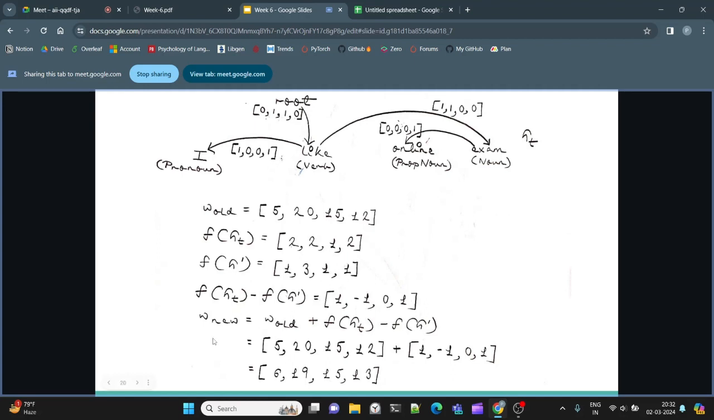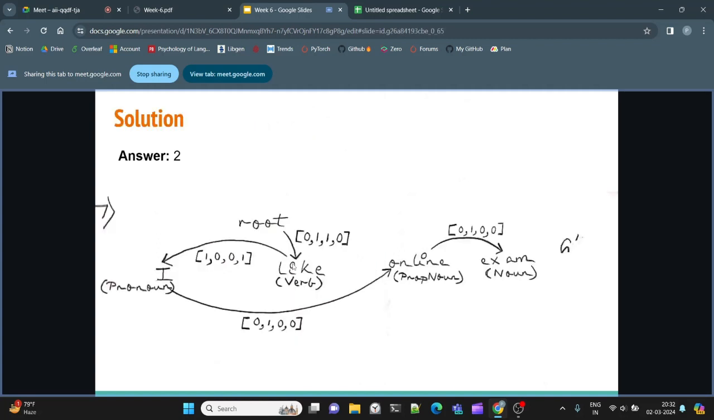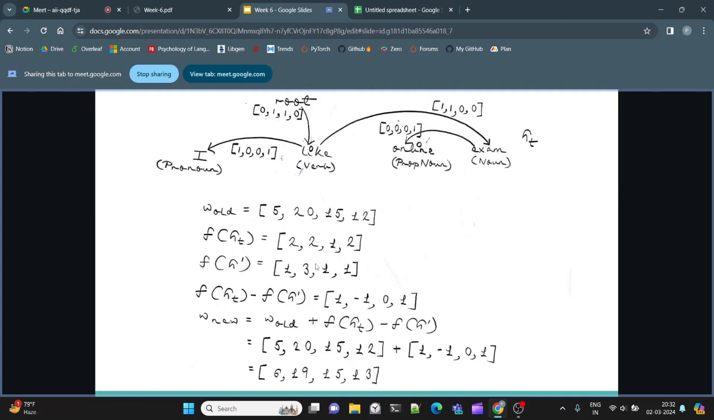Okay, because what we have been asked is W new, what are the weights after this iteration. For us to do that, we need to find out the values of f of GT and f of G dash. So what is f of GT? F of GT would be the summation of all these feature vectors. If you sum those up, you will get this. F of G dash will be similar: you have to sum up all the vectors, but this time for the graph G dash. So if you sum up all these things, you'll get this.